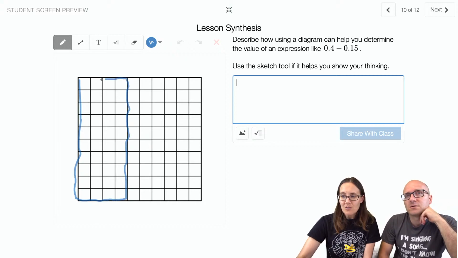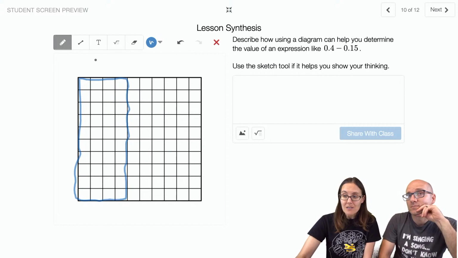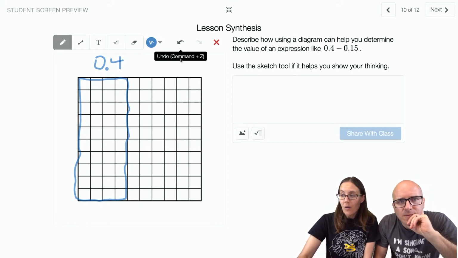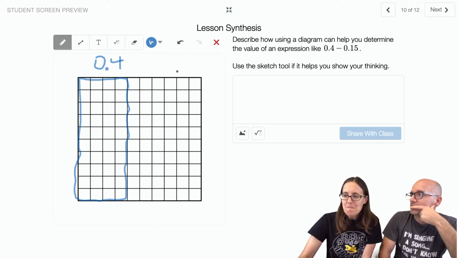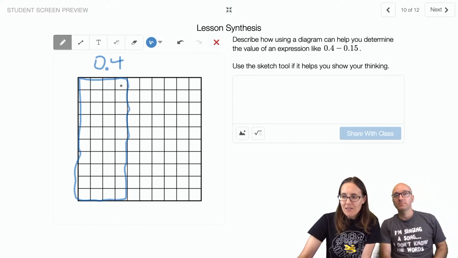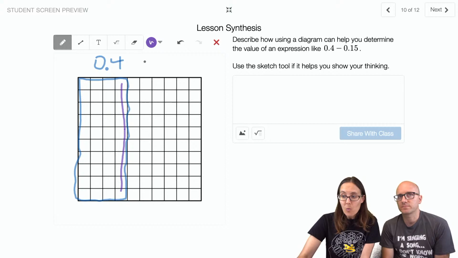So I'm using this little sketch tool here to block off 0.4. Since it's the tenths, 0.4 is the same as just 4 of these columns. I like it. And now I need to take away 0.15. So how are you going to do that? I don't think... do I have another color that I can use? Oh, I can. So with the purple here, I'm going to put a line down. That's 0.1, but 0.1 is not enough. Now I need to do the 5.